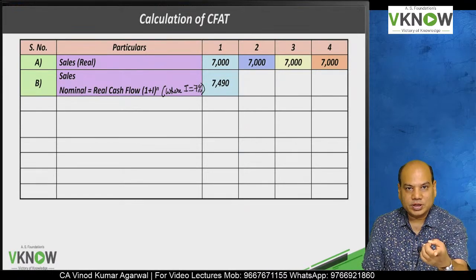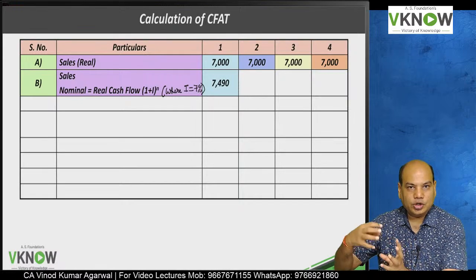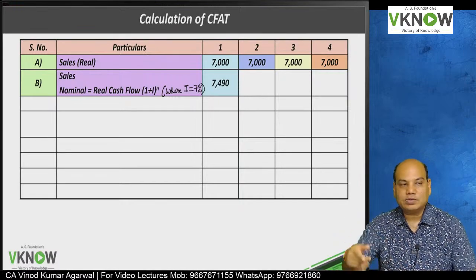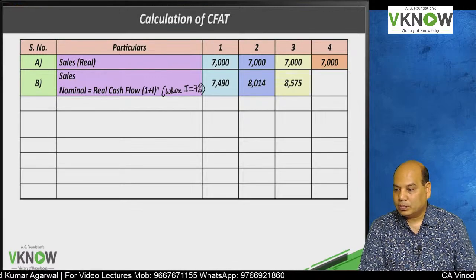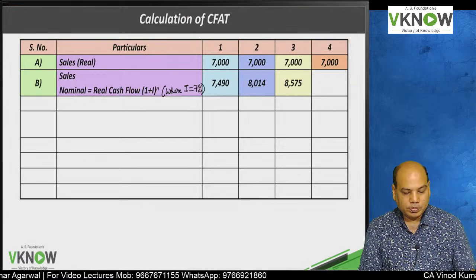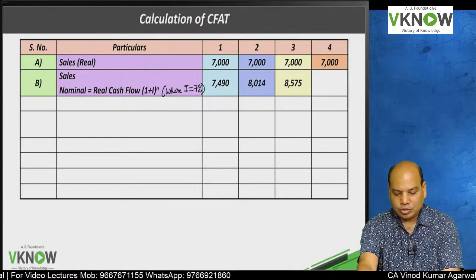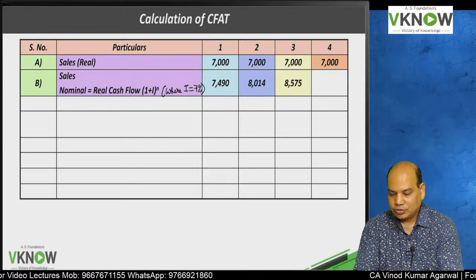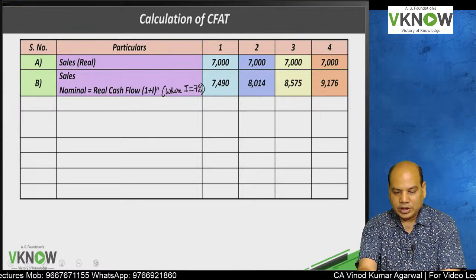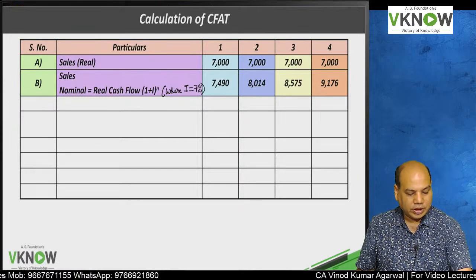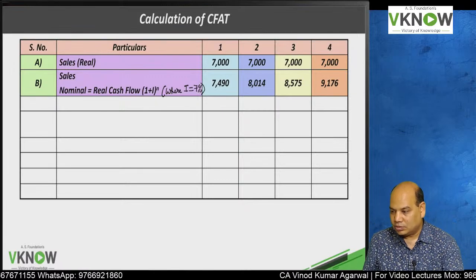7,000 plus 7%. After 1 year with inflation, your revenue will be 7,490, plus 7%, 8,014, plus 7%. Keep trying, go ahead, next column. Don't wait for me. Round off the number. Don't write in decimal. You are a big boy now, big girl now.